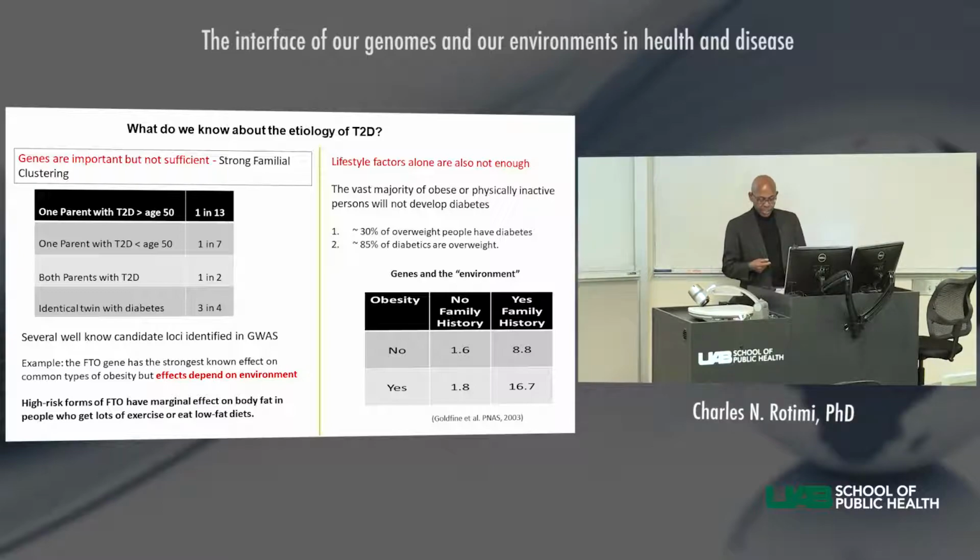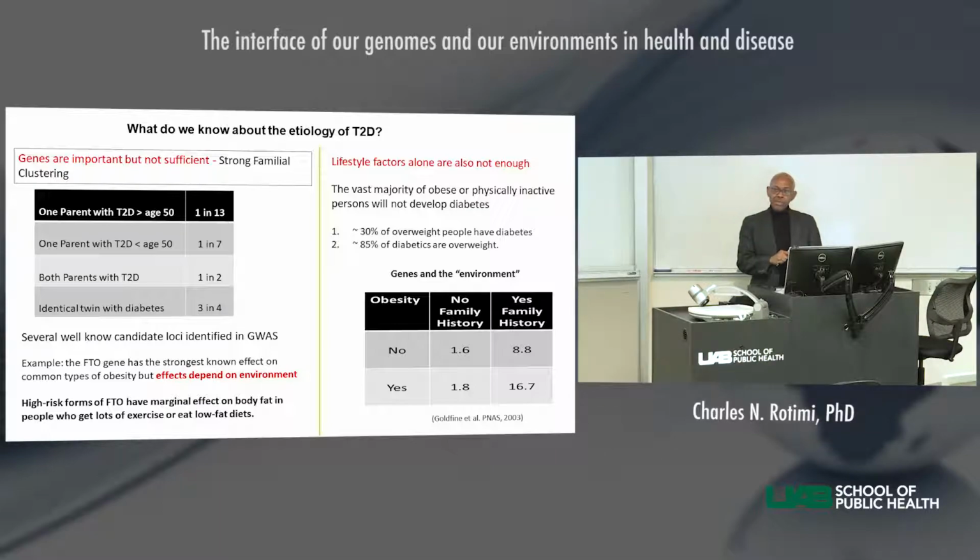And so again, individuals who carry the high-risk form of FTO really can modify that risk by exercising and also watching the amount of calories that they consume. So it's clearly an opportunity for gene-environment interactions. So we also know that lifestyle factors alone are definitely not enough.